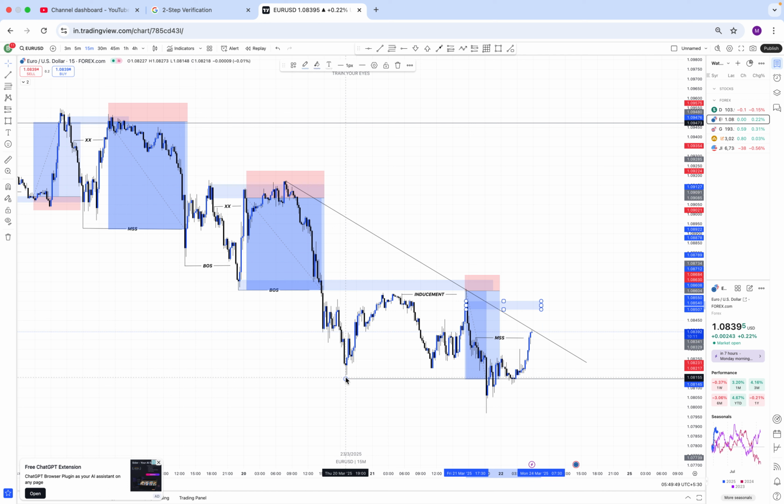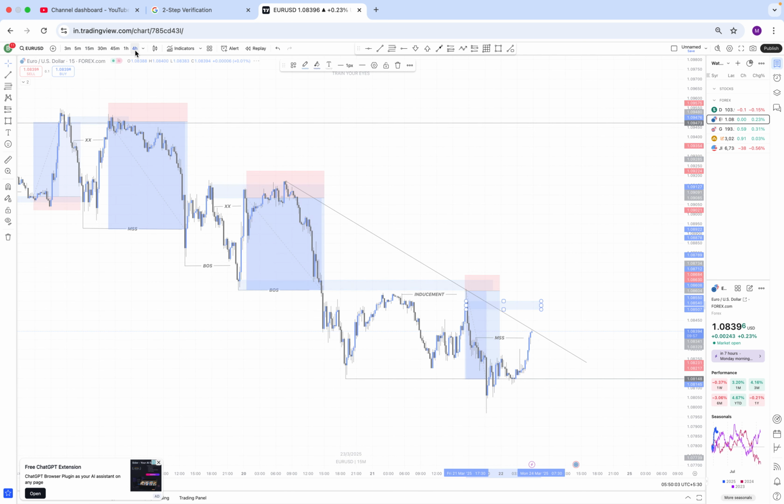So many people already feel like this is a break of structure. It is true, it is a break of structure, but it is not valid because there is no candle closure on the higher time frame on this area. You get? Let me go there again and show you guys something.